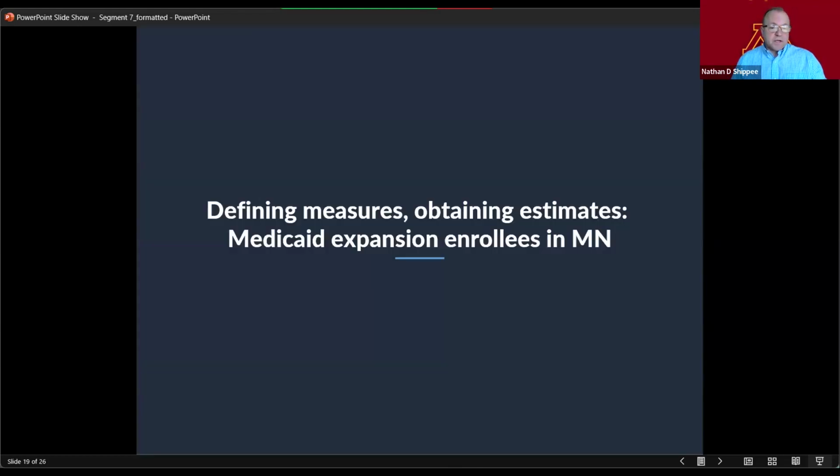One of the things, so this is from work that I've done on Medicaid expansion enrollees in Minnesota. Now, I would say that much of this work can be done with the TAF files. There are a couple of things, and I'll try to highlight them, that you're not able to do with TAF because we obtained the data from Minnesota, but the data structures are the same, and the same decisions had to be made.